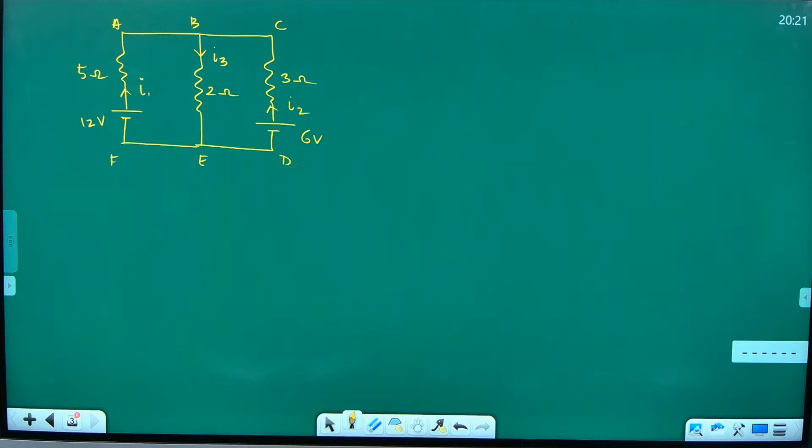Why minus 12? You are moving from F to A, right? That is, you have taken the loop. So when you are going from negative to positive, you should take positive EMF. So it will be plus 12. Change it.